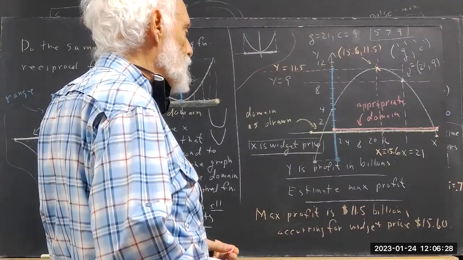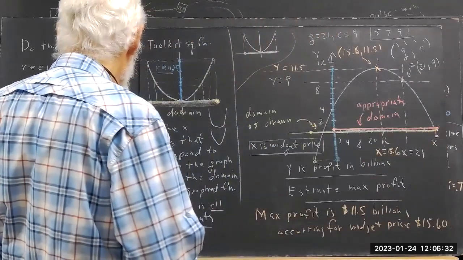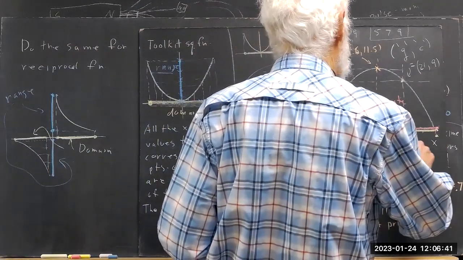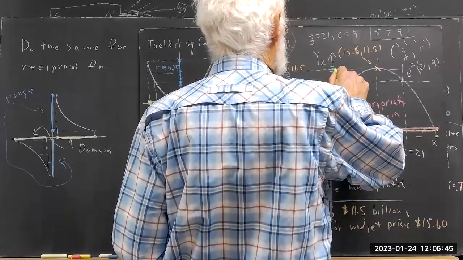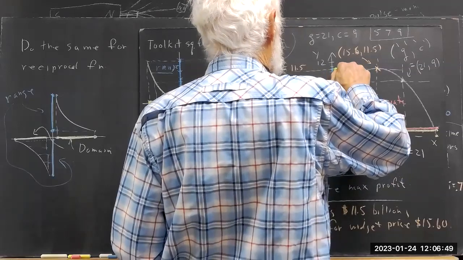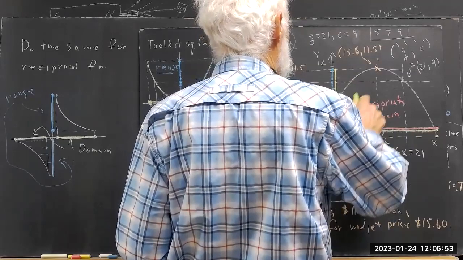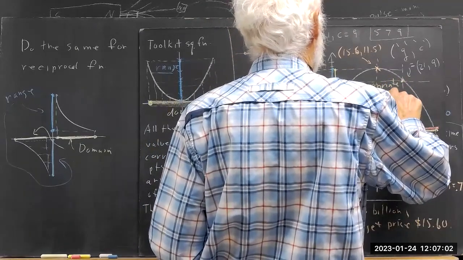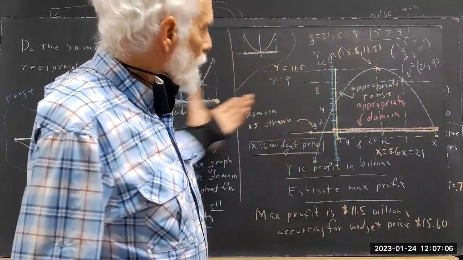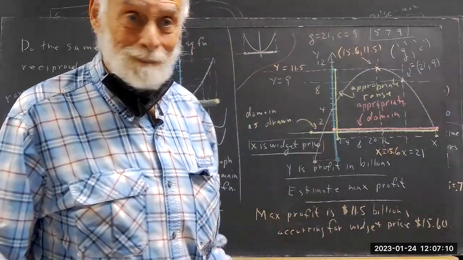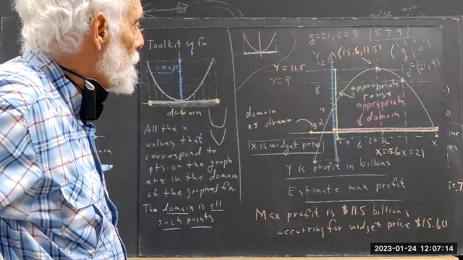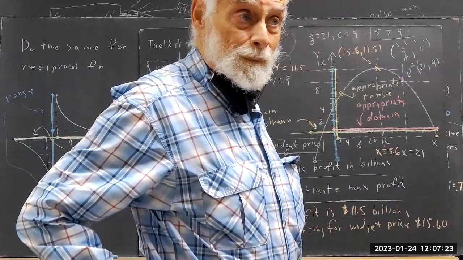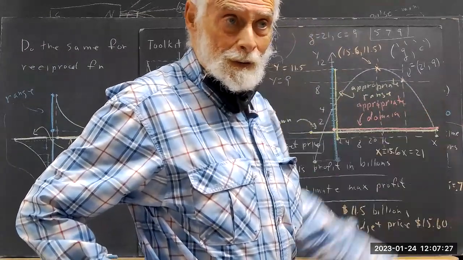And then if we restrict the domain to go from here to here, then our restricted range would go from here to here, because we don't even want to think about what happens if we pay people to take these things. And there might be other times when you would restrict the range just to positive values of y, because there's no reason to think about what happens if you lose money. We're not going to set the price that high.